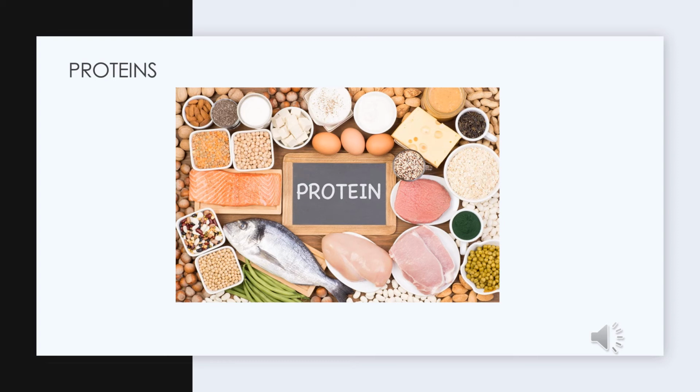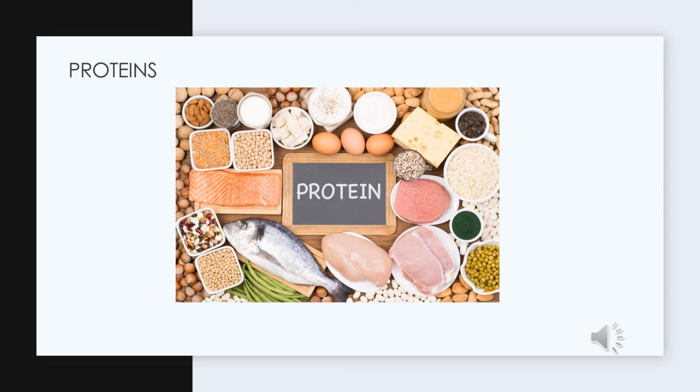They help with metabolism. It helps with digestion. It helps in our fluid and electrolyte balance. And proteins can provide energy when you don't have enough carbohydrate or fat getting into your body. But typically, our energy comes from our carbohydrates and our fat.